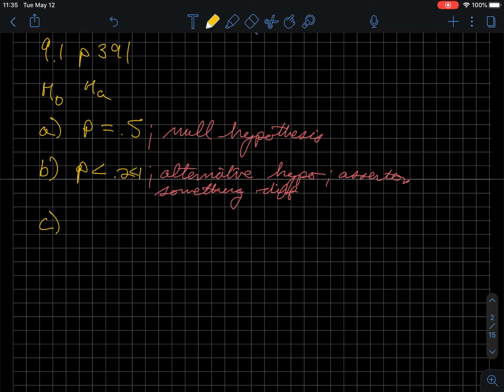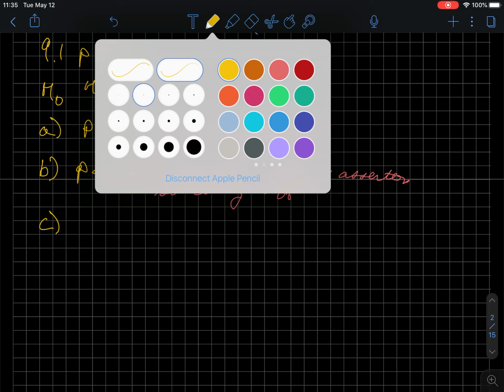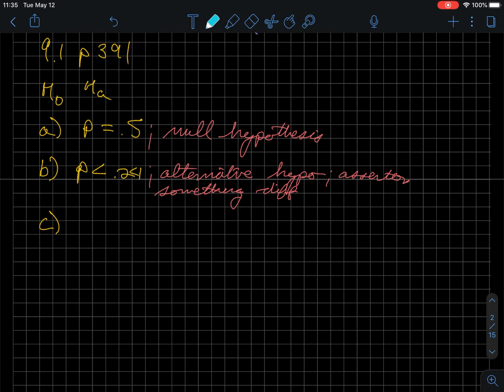And then if we move to part C, it's asking, introducing notation for parameters, state the hypotheses in parts A and B in terms of parameter values. So the way that we would answer this one: if we were looking at the null for part A, we would say that this proportion is equal to 0.5.